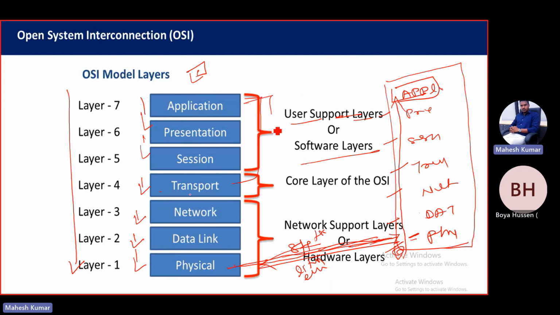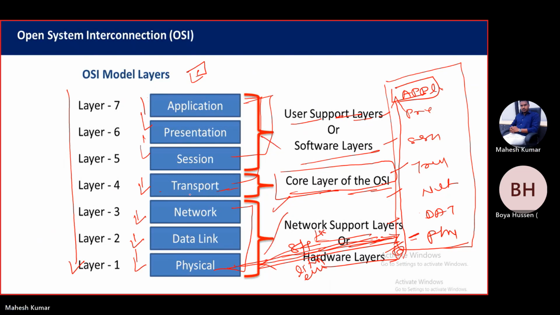This is the software layer. Then these last three are known as the network support layer or hardware layer. This fourth, the transport layer, is known as the core layer of the OSI, which means this transport layer has more responsibility as compared to the others.